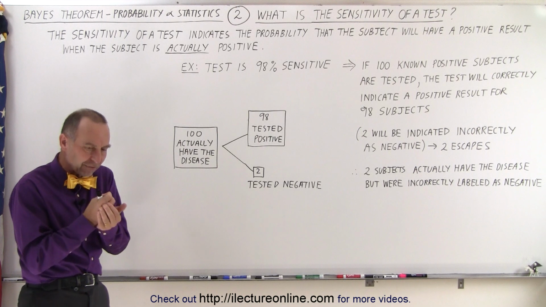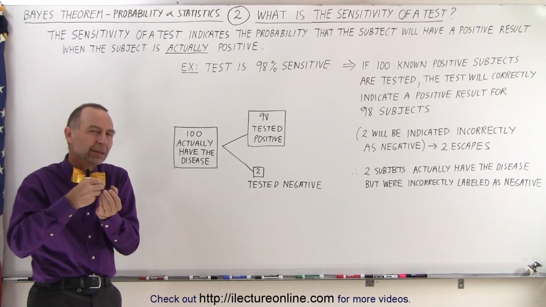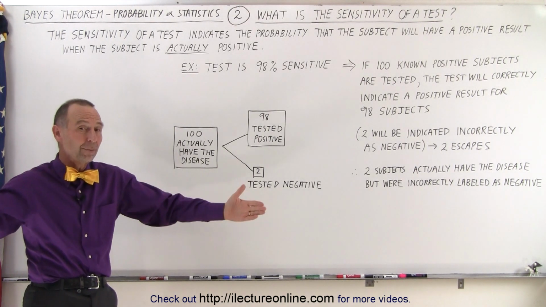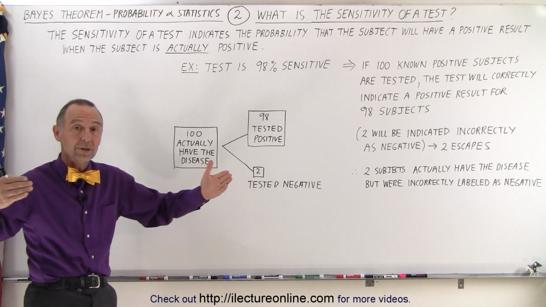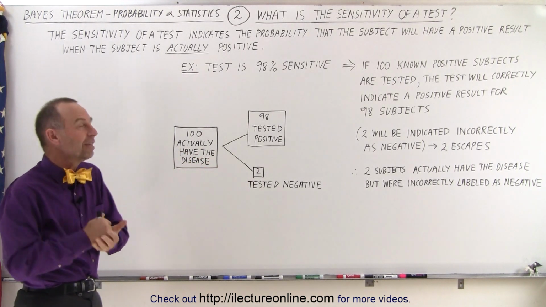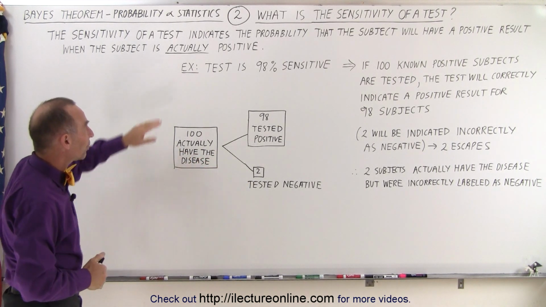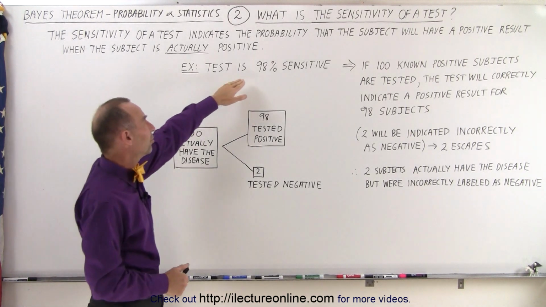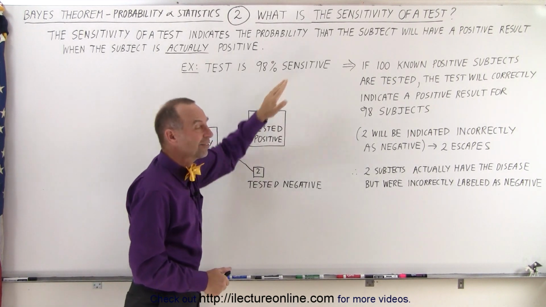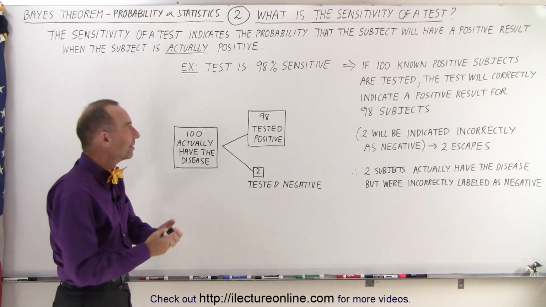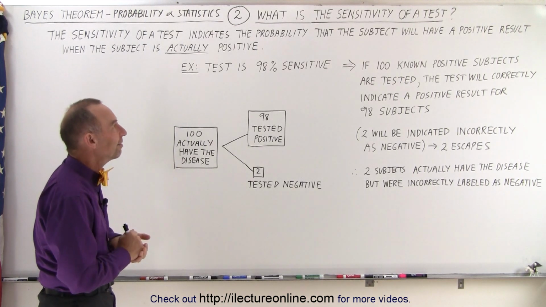So the sensitivity of the test indicates what the probability, the percentage, is that if you test a number of people that are positive, they will actually receive a positive result. For example, let's say that the test is considered 98% sensitive, and that's how they say it. They say the test is 98% sensitive.